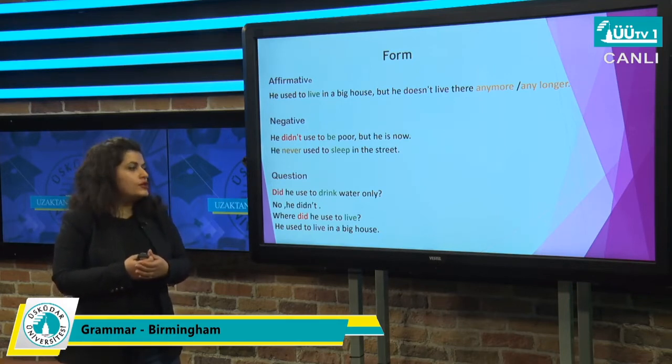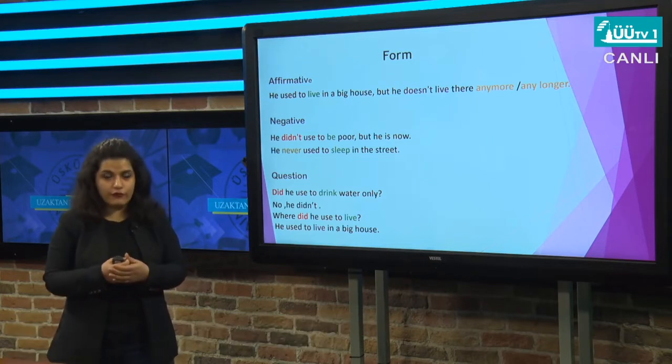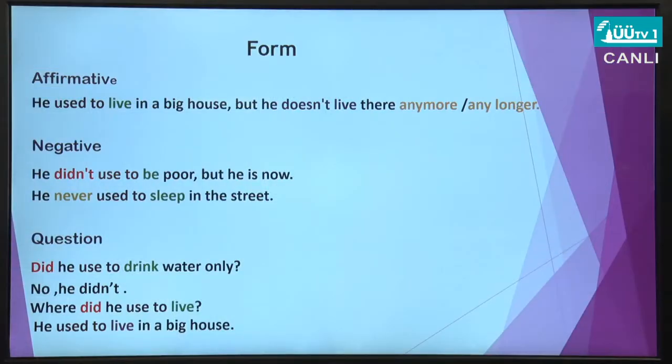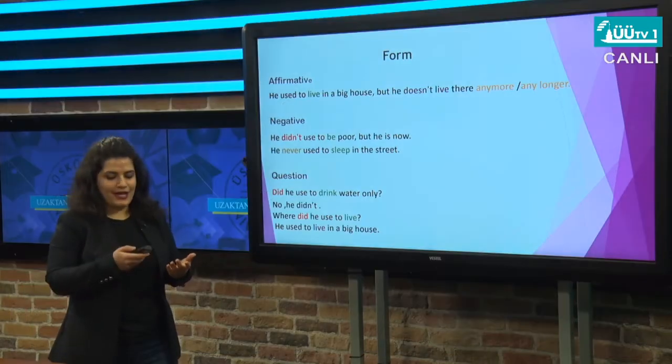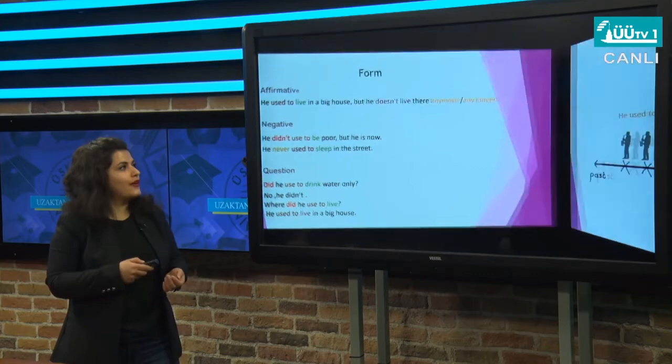So where did he use to live? For WH question form, we need a longer answer. Here, where did he use to live? He used to live in a big house. Again, the answer is positive, so we use d: he used to live in a big house. So be careful with the form of the verb after used to. It's simple. Base form, infinitive. So they have the same meaning. Don't worry about it. Okay, let's move on to the next part.